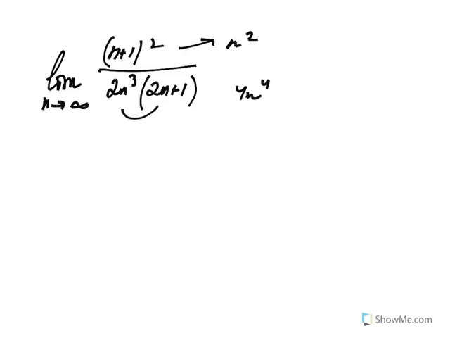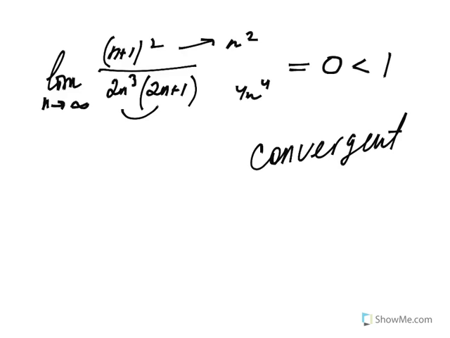So the result is, since in the numerator the exponent is less than the exponent on the bottom, your limit equals 0. So less than 1. And that tells you that this series is convergent. And by the ratio test, you say this series converges absolutely. It converges absolutely because we used the absolute value sign.